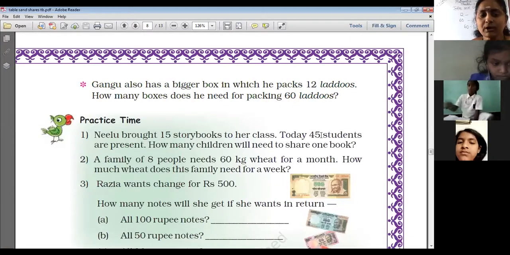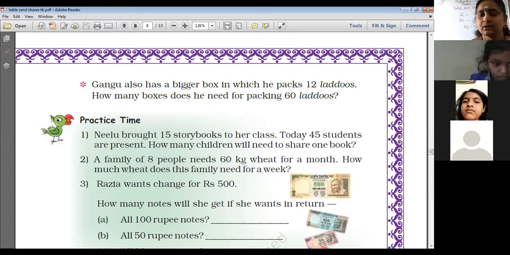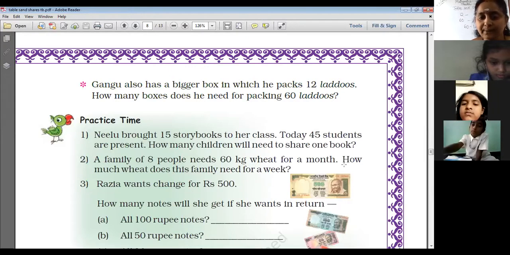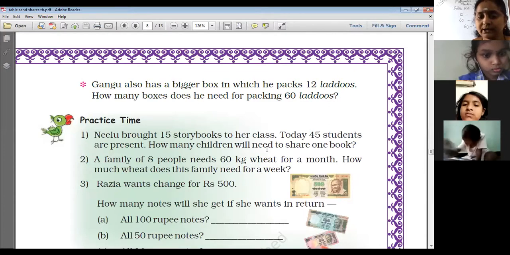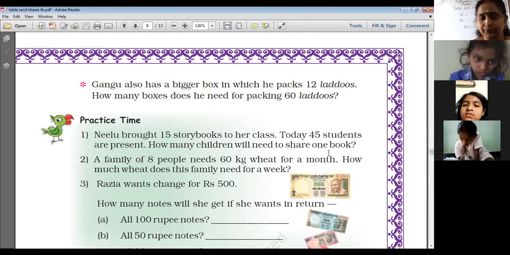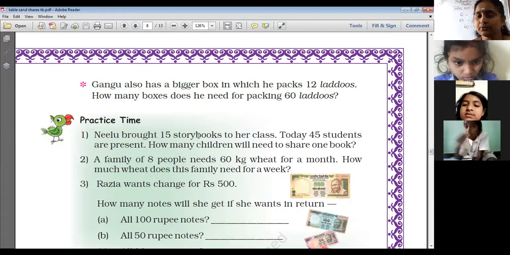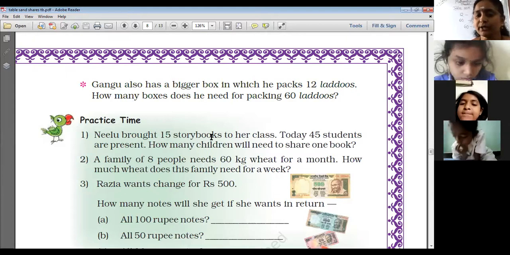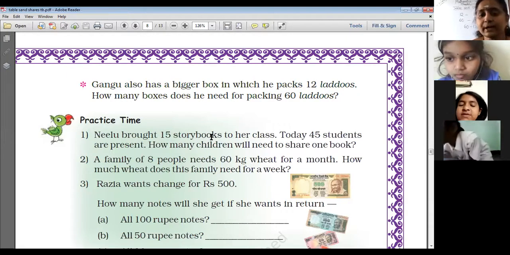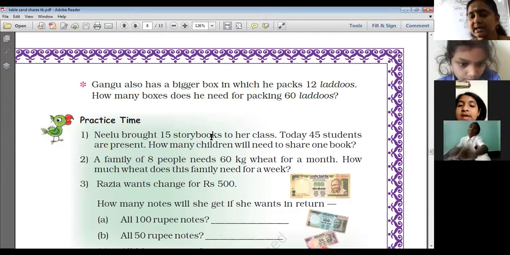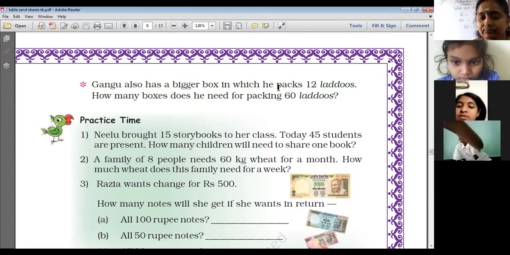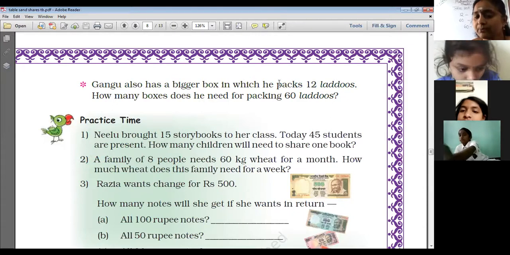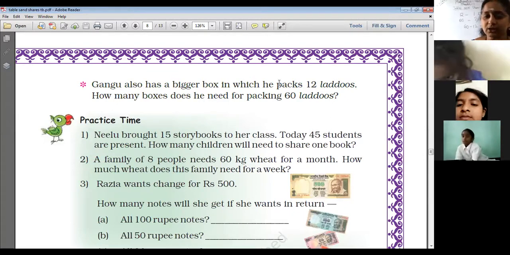Neelu brought 15 storybooks to her class. Today, 45 students are present. How many children will need to share one book? So how many books did she bring? She brought 15 storybooks. Total students are 45. So what do we have to do here? We need to divide. So 45 divided by 15, how much will you get? 15 3s are 45. Very good. So how many children need to share one book? 3 children need to share one book.